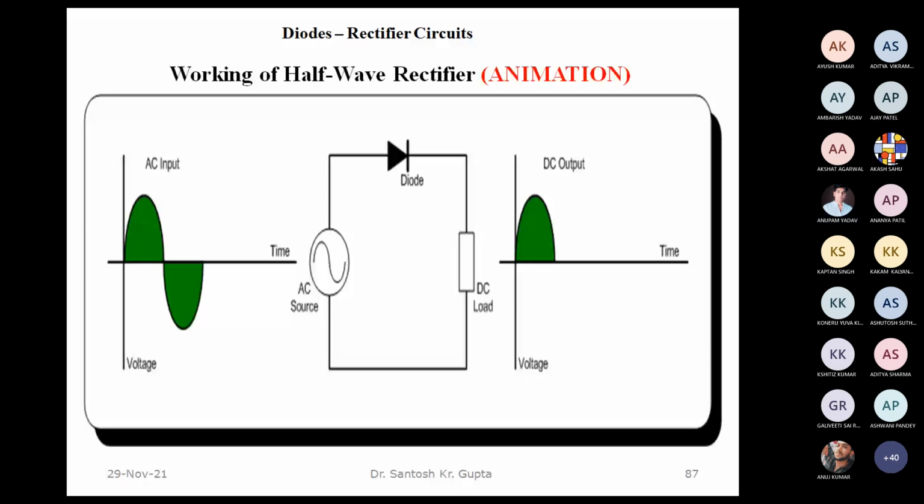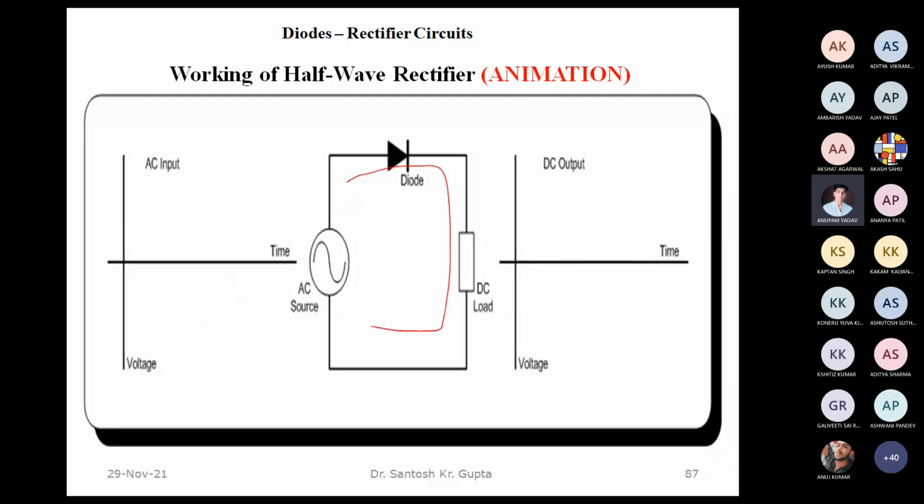Sir, in this animation, what is the direction of current in the forward direction? Like when the input is positive. Yeah, I think there is some mistake, okay. I have to see this. In the forward direction, it should show the current this way, but it is actually showing the reverse direction. Okay, so there is some mistake. The direction is wrong. Yes. Okay, sir.